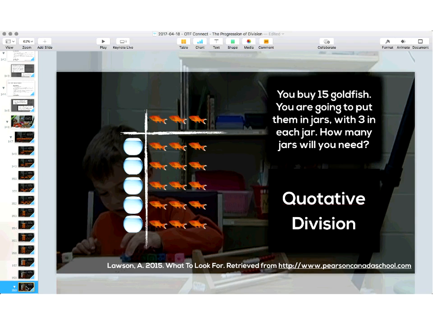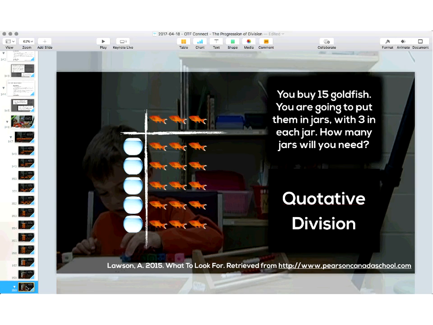actually called a quotative division problem. And you encounter a quotative division problem when you know how many items are in each group and you need to determine how many groups there will be. All right, so this is a quotative problem.